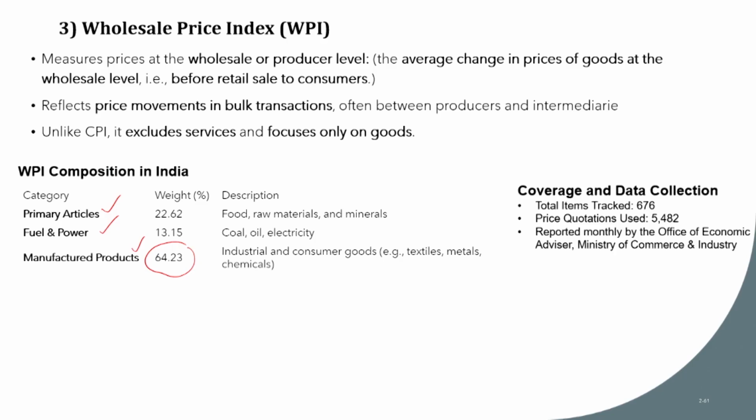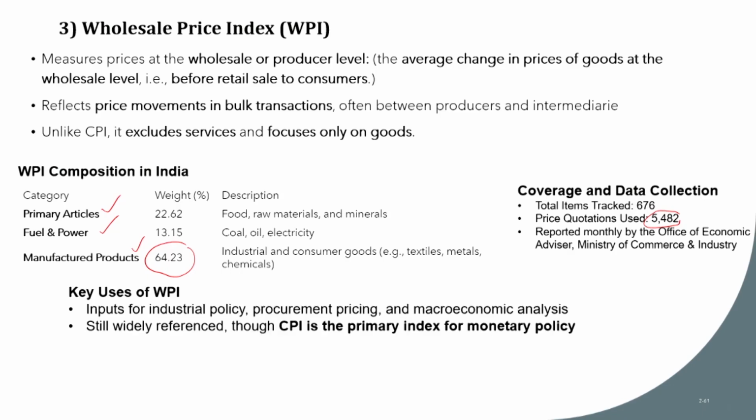About the coverage and data collection, the Government of India tracks around 676 goods, and accordingly collects price quotations from wholesalers, totally 5,482 price quotations. Then we take the average, and it is reported monthly by the Office of the Economic Advisor, Ministry of Commerce and Industry.